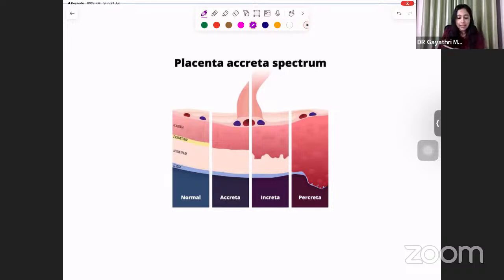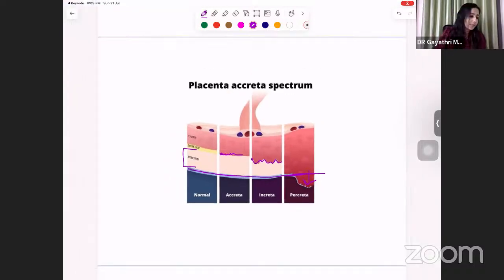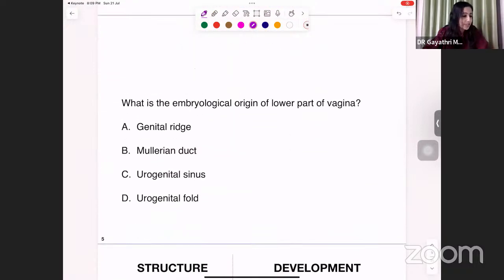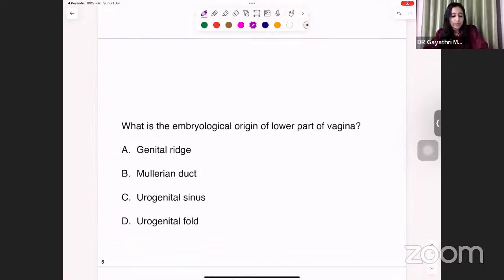In accreta, it is basically adherent to the myometrium. In increta, so this is the myometrium, it is invading into the myometrium. And where is the serosa involved? Once the serosa is involved, or even beyond the serosa, that is perforating through the uterus, your answer is percreta. It is percreta. Any questions or doubts? Okay, so let's go ahead with the next question.